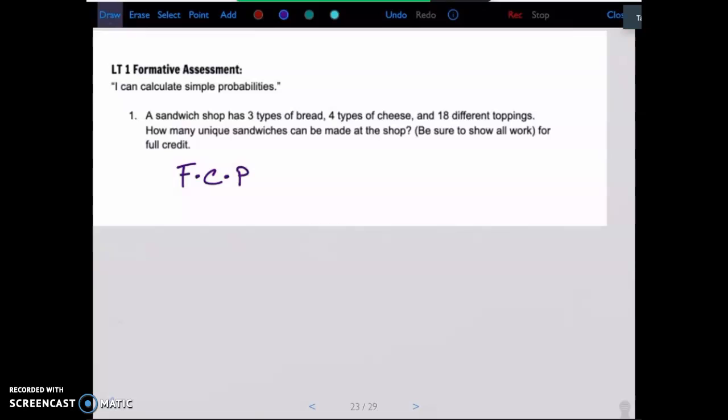And the fundamental counting principle says that if I want to figure out the number of combinations of something, I just take the different parts, 3, 4, and 18, and I multiply them together. So showing my work, 3 times 4 times 18. 3 times 4 times 18 is 216 possible sandwiches. Unique sandwiches. Boom.